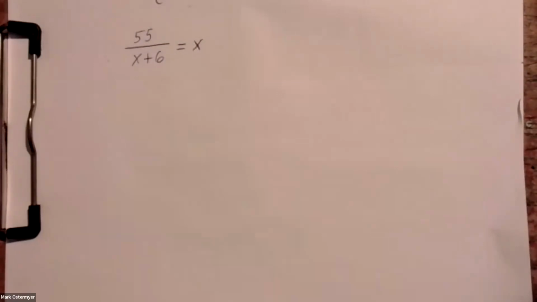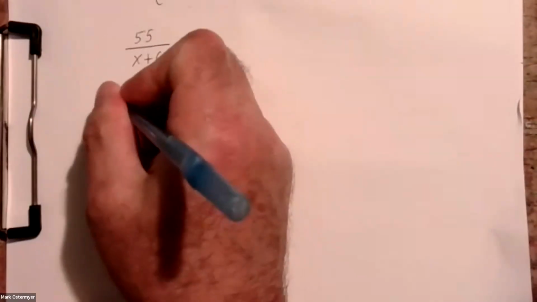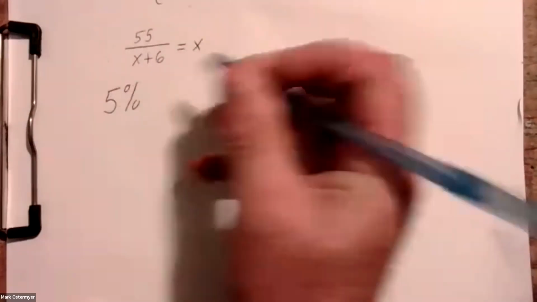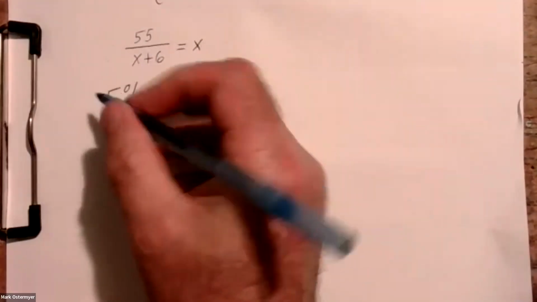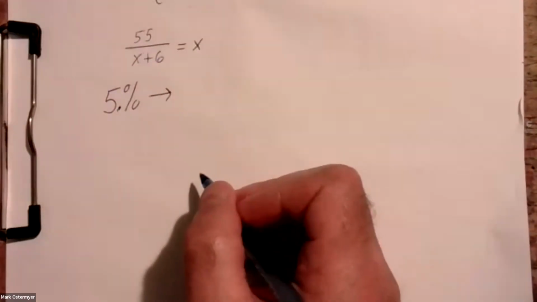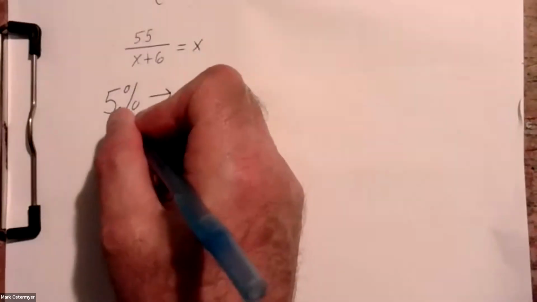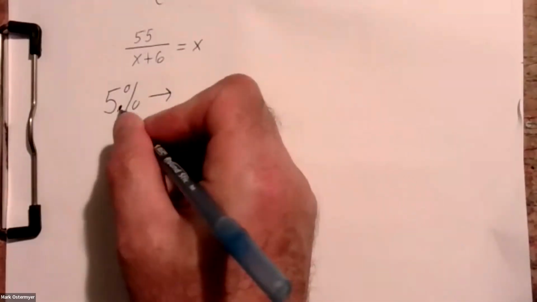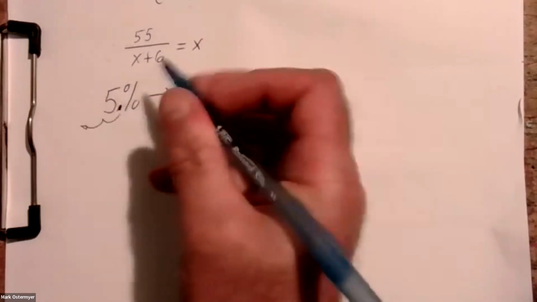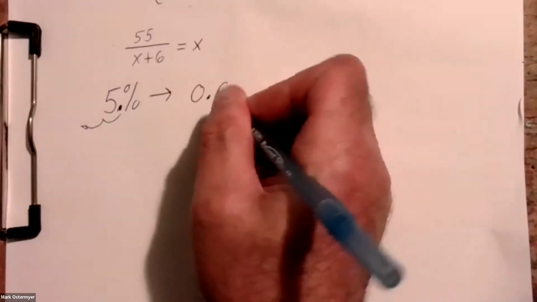All right, here's another example. Suppose I give ourselves 5%, and I want us to write it as a fraction. Two ways of doing this. First, you could write the percent as a decimal. How do you change a percent to a decimal? You shift the decimal point 2 places to the left. So it's going to be 0.05. We drop the percent symbol.